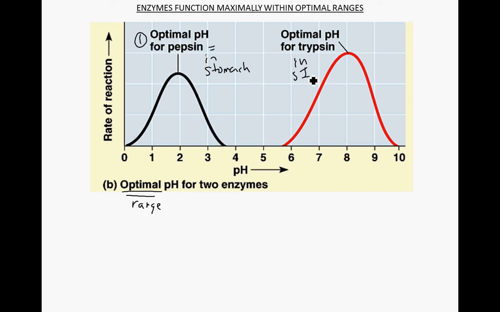The stomach, as many of you know, is an acidic environment, and so the pepsin here has a pH optimum of around 2, plus or minus a little bit. Well, in the small intestine, the pH is around 8. Lo and behold, where trypsin is most active is in the small intestine, and this range is around 8. This is not a coincidence.